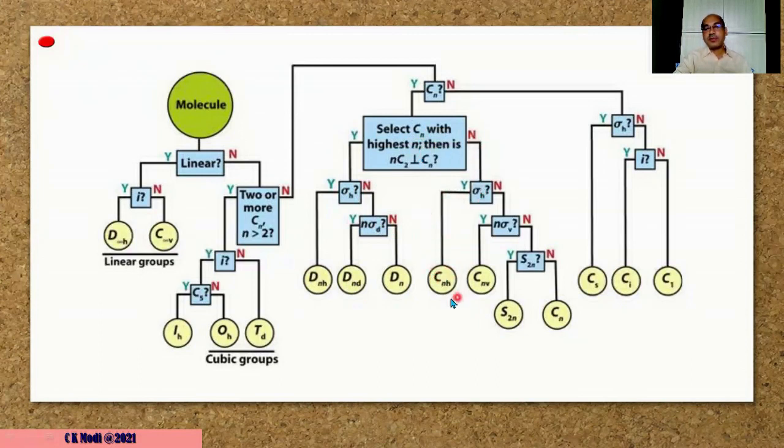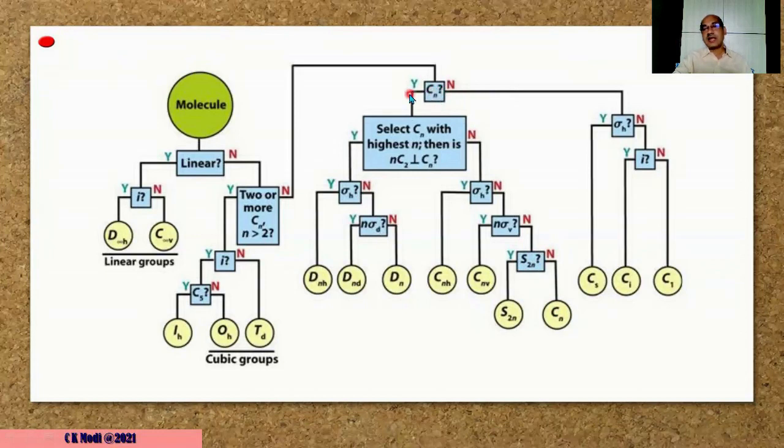in that case, the point group is Cnh. But if sigma h is absent and a number of sigma v planes are present, in that case, the point group is Cnv. Okay. However, if sigma v planes are also absent and S2n improper axes are present, then the point group is S2n. And if the improper rotation is also absent, then it has Cn point group.